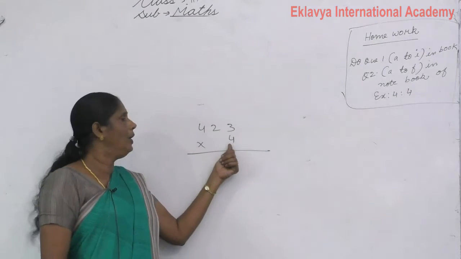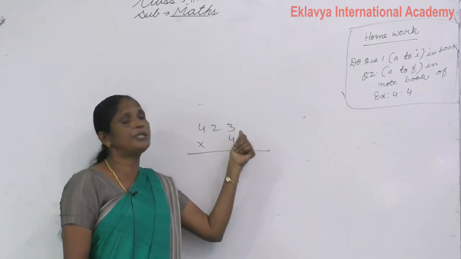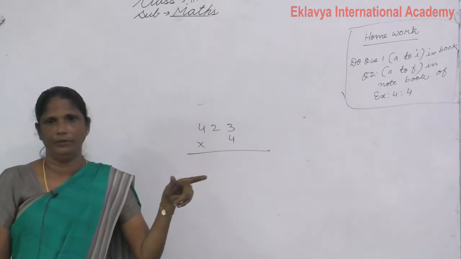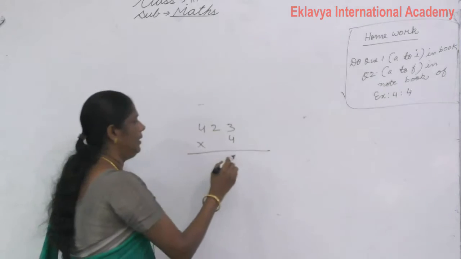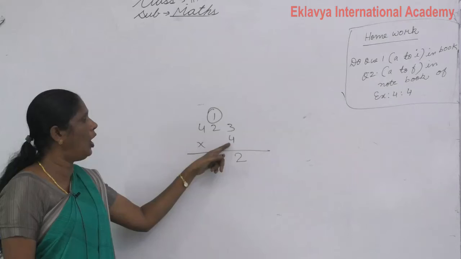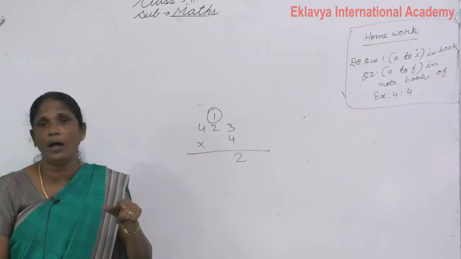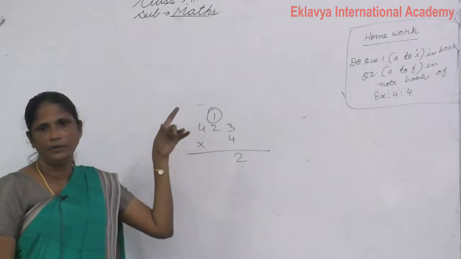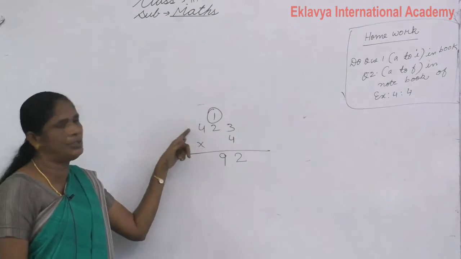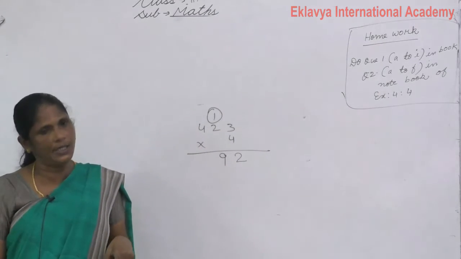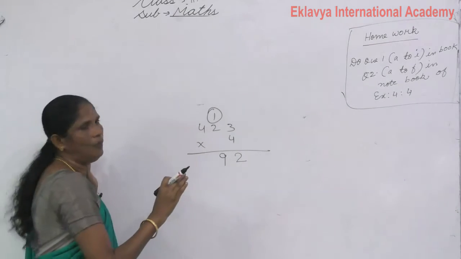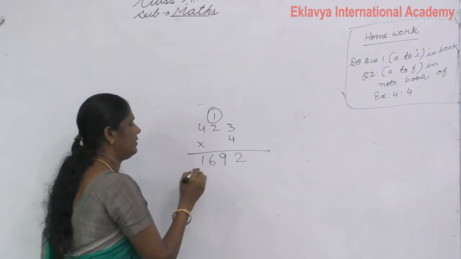Then 4 times 3. In the table of 4, how many times do you say 3 times? Okay. 4 times 3 is 12. Carry 1. Then 4 times 2 is 8. 8 plus 1 is 9. Then 4 times 4 is 16. Here there is no digit left, therefore you write the whole 16.